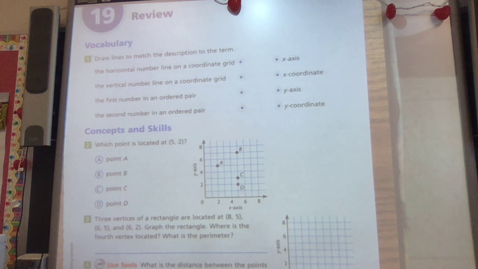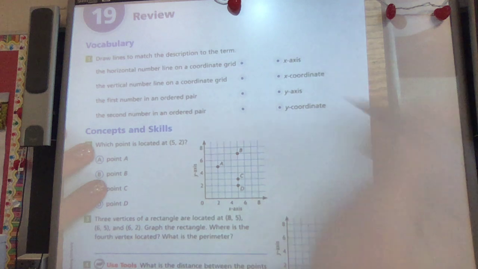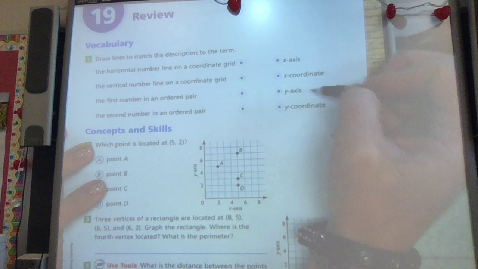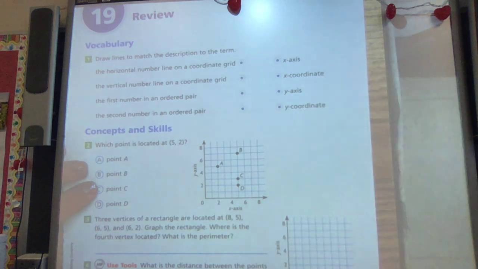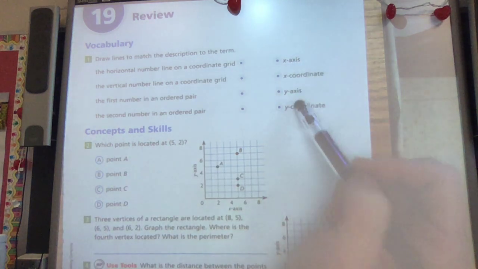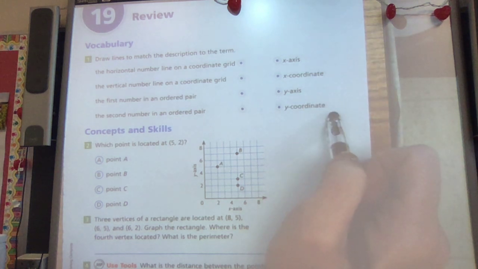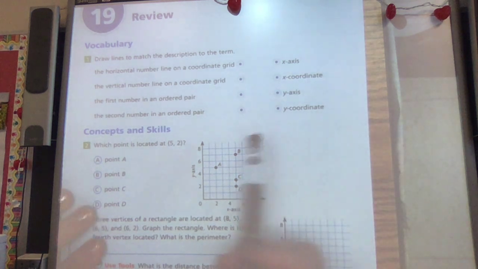First, we're going to start with our vocabulary. And we're going to draw lines to match the description to the term. So we have x-axis, x-coordinate, y-axis, y-coordinate. So remember, the axis is different from the coordinate, so be careful with that. And remember, you can always go back in your book. These words are in your book where we've been doing our work as we've gone through this chapter. So flip back and see what they say to double check yourself. So let's do a couple of these.